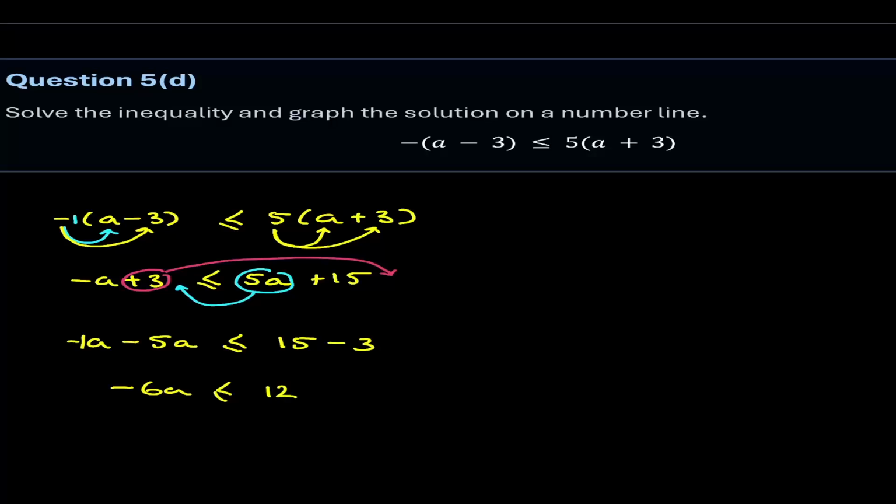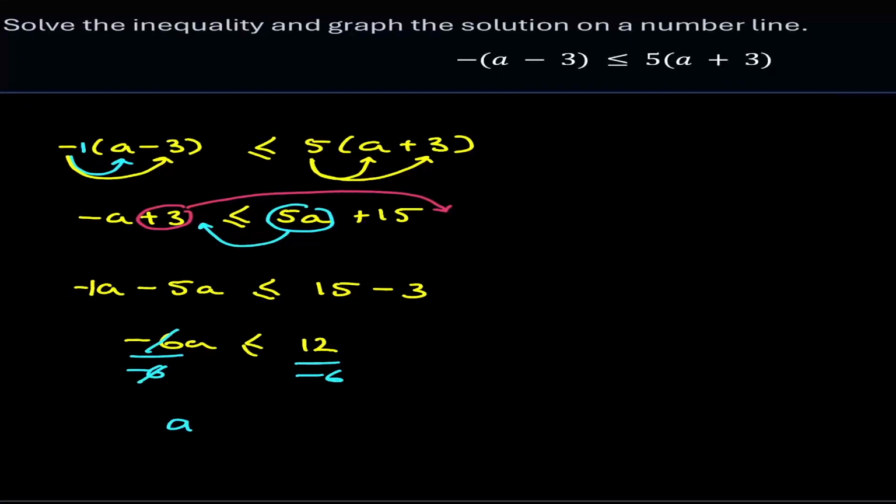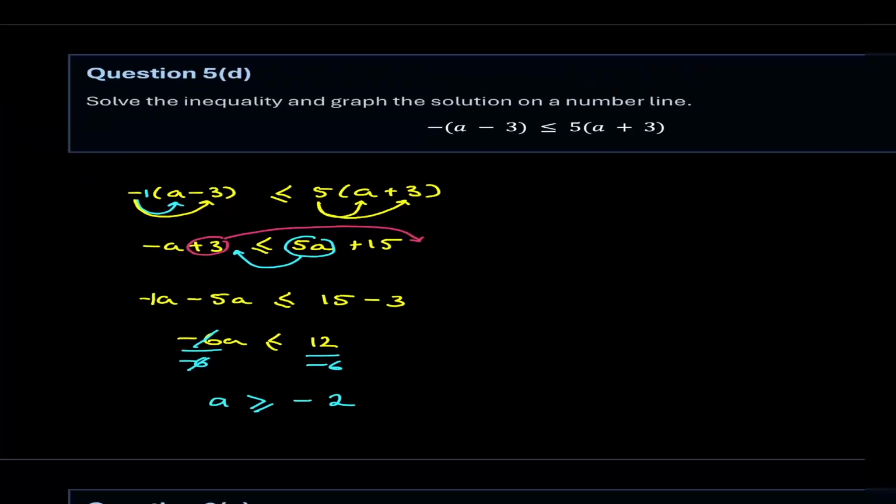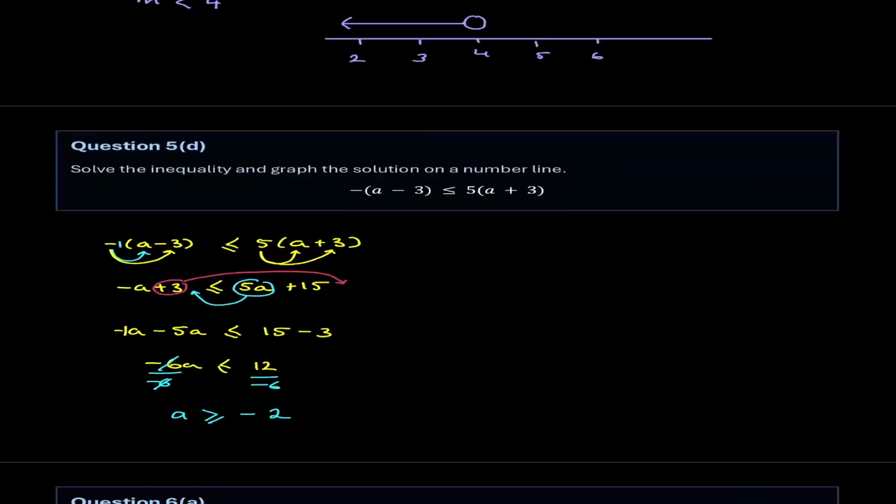And then all we want to do is divide both sides by -6 in order to get a by itself. And when you divide or multiply by a negative, what does it do to the inequality sign? It flips it. So instead of it being less than, it's going to be greater than or equal to. And 12 divided by -6 is -2. Beautiful. And then all we need to do is plot that on our number line.